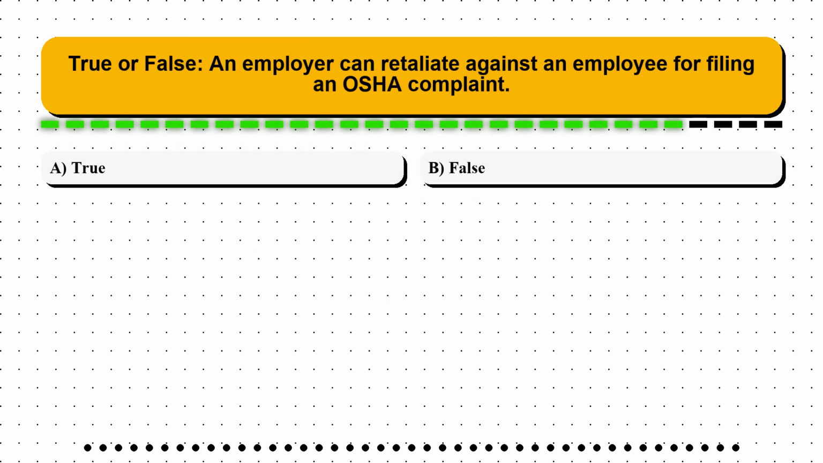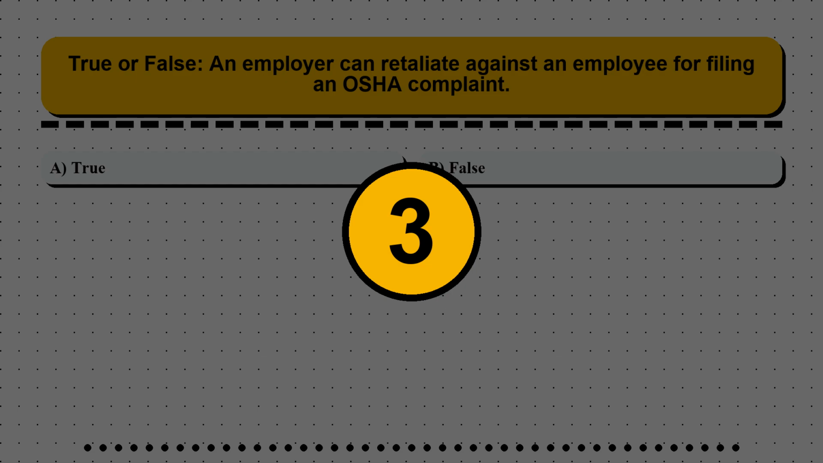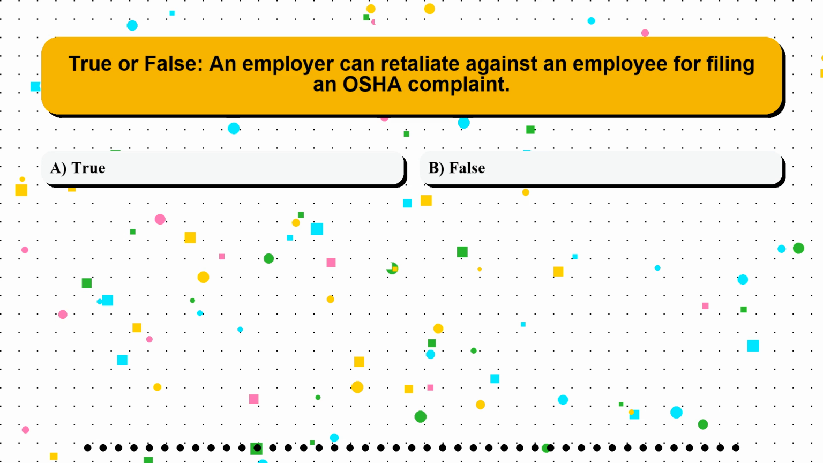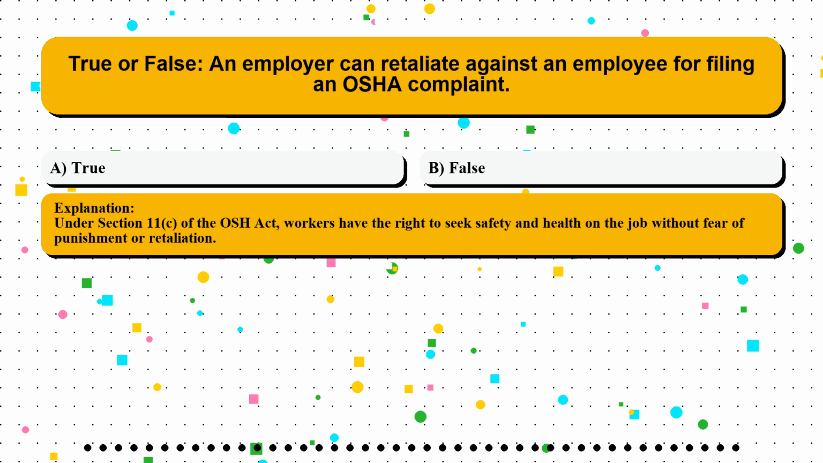Question 20. True or false, an employer can retaliate against an employee for filing an OSHA complaint? Option A, true. Option B, false. The correct answer is option false. Under Section 11(c) of the OSHA Act, workers have the right to seek safety and health on the job without fear of punishment or retaliation.